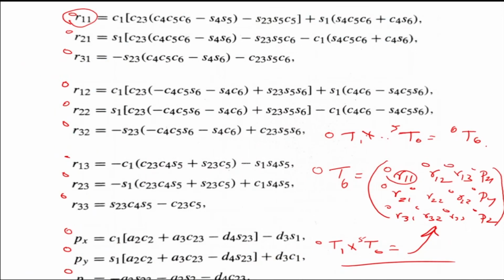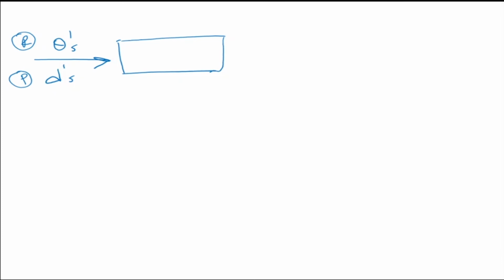In the forward kinematics problem, we saw that the input was my joint variables. So the input I'm giving is the thetas or the d's, depending on whether it is a revolute joint or a prismatic joint, whatever the manipulator is. And in my forward kinematics, the output is my position plus orientation of the end effector.